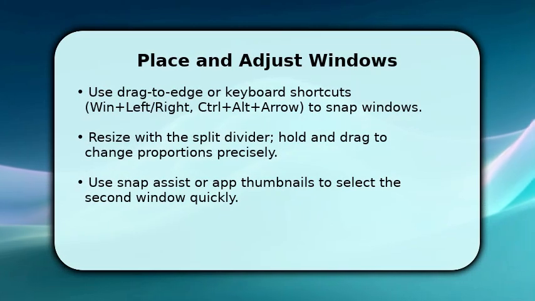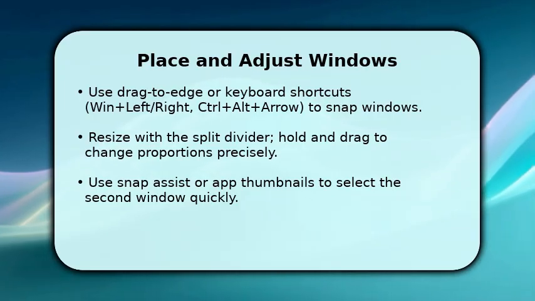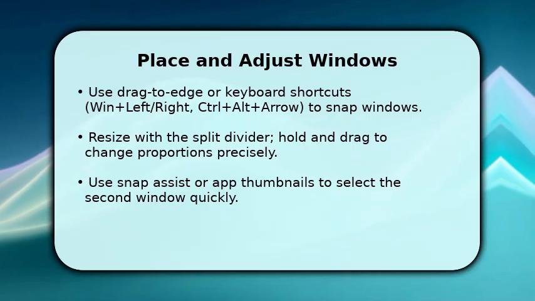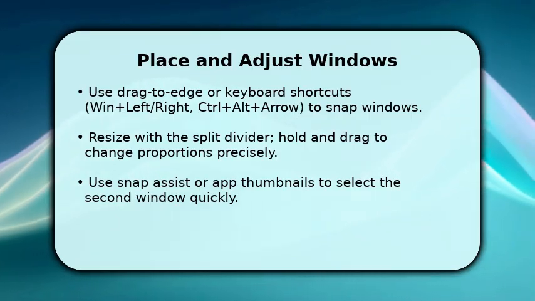Now you place the second window into the remaining space. Use drag to edge or the keyboard shortcut to snap it opposite the first. Once done, the system's Snap Assist may offer thumbnails. Pick one to save time.